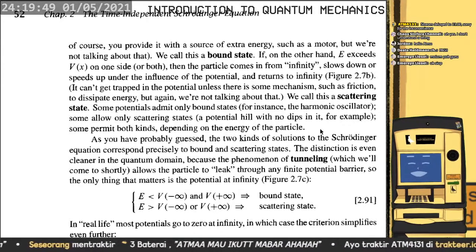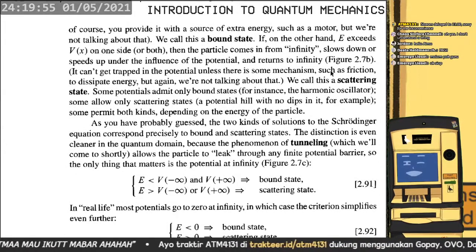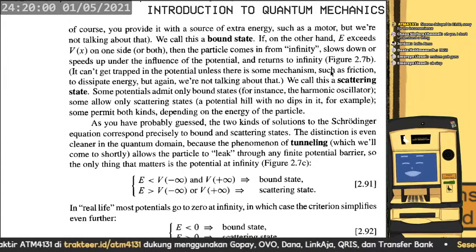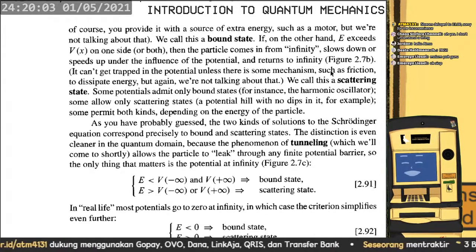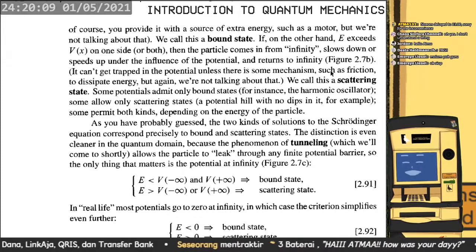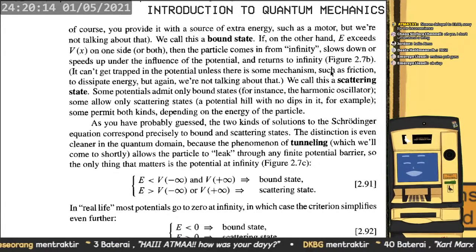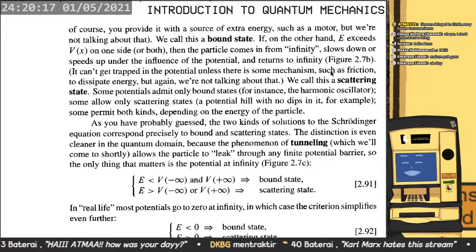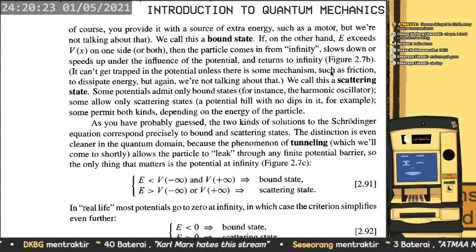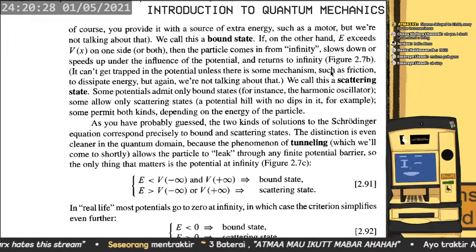Okay, we call this a scattering state. Some potentials admit only bound states, for instance, the harmonic oscillator. Some allow only scattering states, a potential hill with no dips in it, for example. Some permit both kinds, depending on the energy of the particle. As you have probably guessed, the two kinds of solutions to the Schrödinger equation correspond precisely to bound and scattering states. The distinction is even clearer in the quantum domain because the phenomenon of tunneling, which we will come to shortly, allows the particle to leak through a finite potential barrier. So the only thing that matters is the potential at infinity.